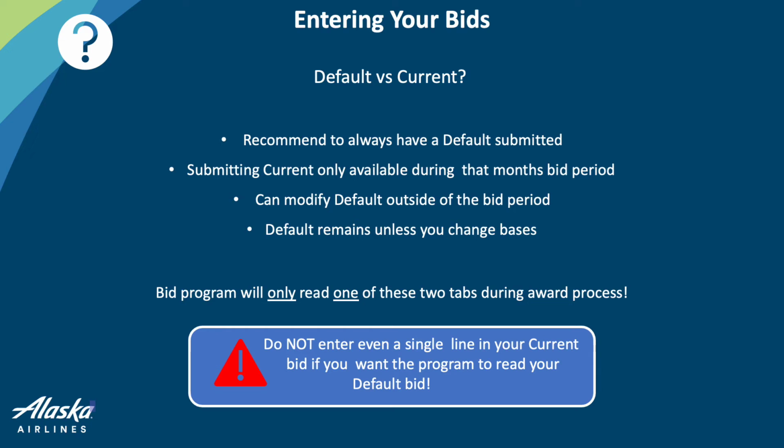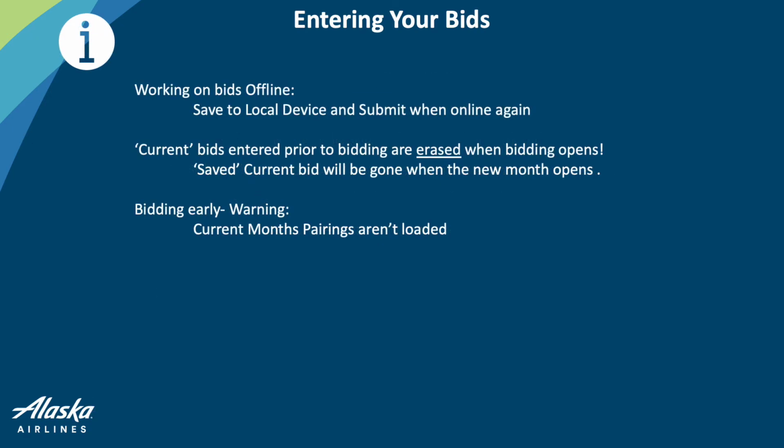Their line award was built based off of the current bid after the final award pairings line. You can work on your bids when not connected to the internet, but you would only be able to save that bid. You would still need to submit the bid when you're back online. Current bids entered prior to bid opening on the 5th are erased when the new bid month opens, so any saved current bid will be gone when the new month opens for bidding.